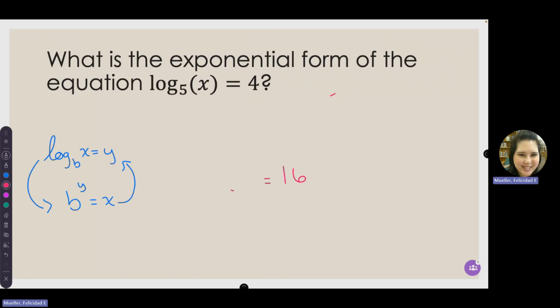Next, we have what is the exponential form of this log? So again, we're going to use that same setup. Here's my b, here's my x, here's my y. So I want b to the y. 5 to the 4 equals x would be my exponential form.